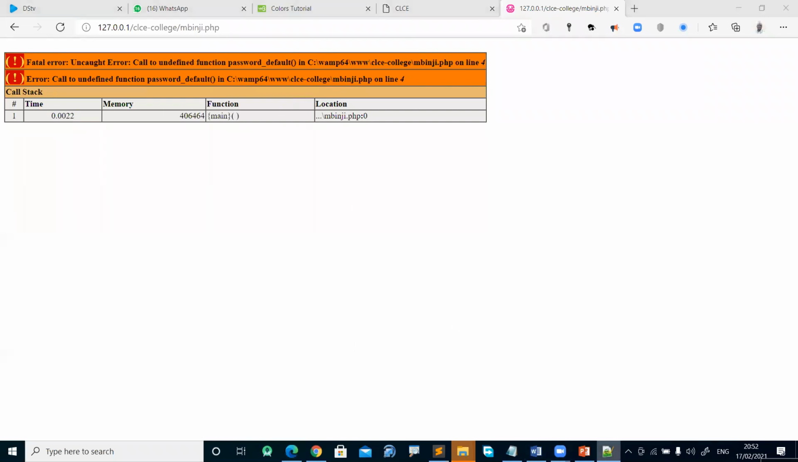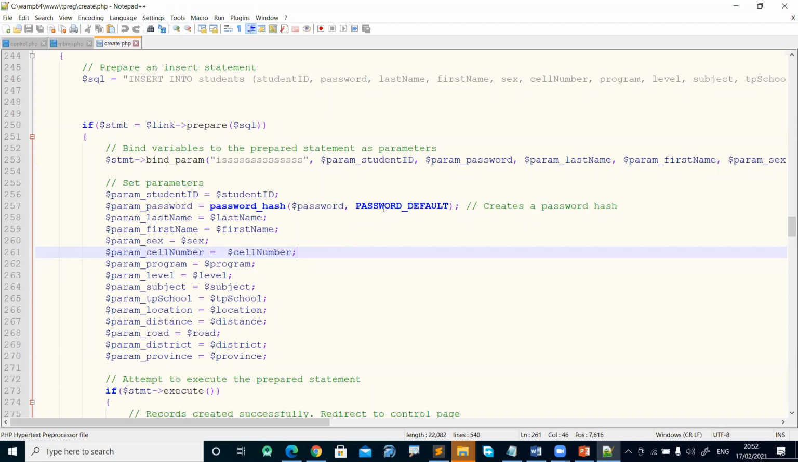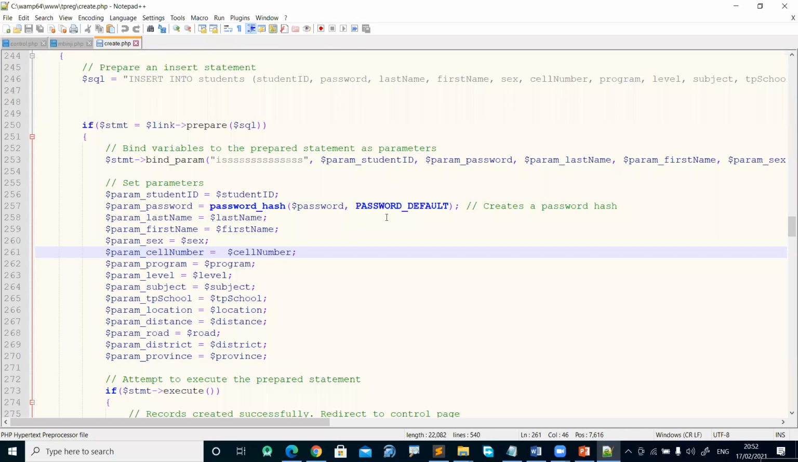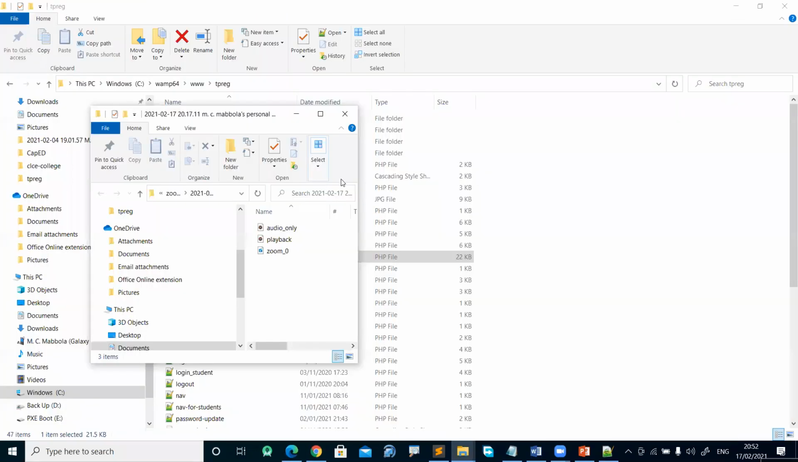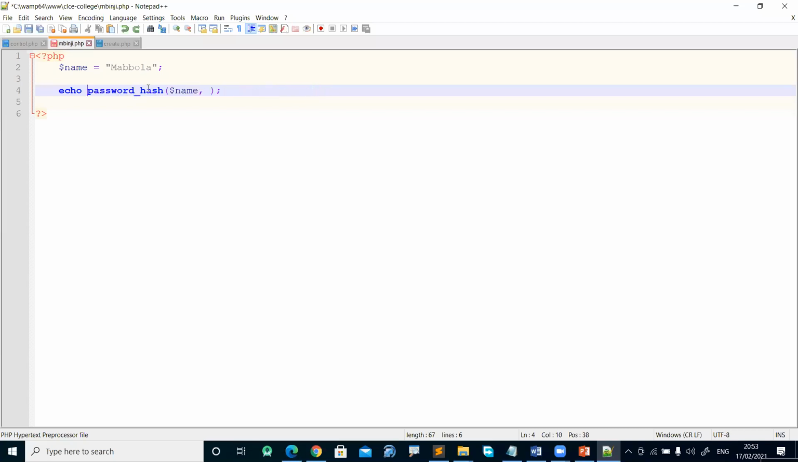It has refused. Okay, let me check how I wrote this in a program. There's a program that I wrote. Oh yeah, I have it somewhere. Password hash, password, the password default. Maybe I should type the password default in capital letters only. Okay, so this should be in capital letters, I think. So let me run this.